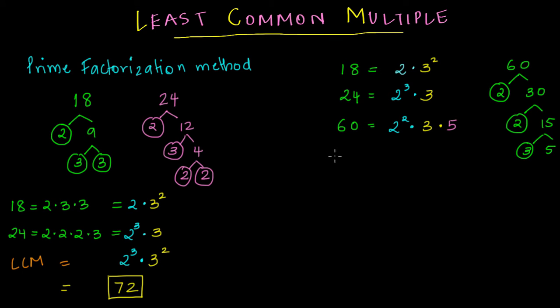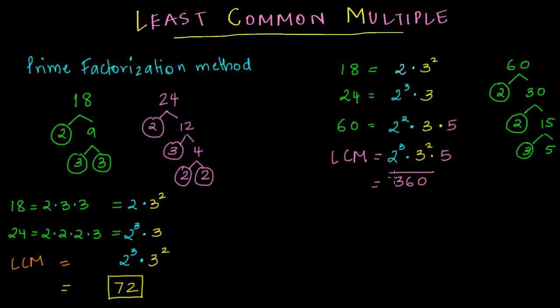And the way I can find the LCM is I look at each of the prime factors and find the highest power. So if I look at the 2, 2 to the third power is the highest power, and that's part of the LCM. If I look at 3, 3 to the second power is the highest power, and that's part of the LCM. And if I look at 5, 5 to the first power is the highest power, and that's part of the LCM. And that is 8 times 9 times 5, which is 360.